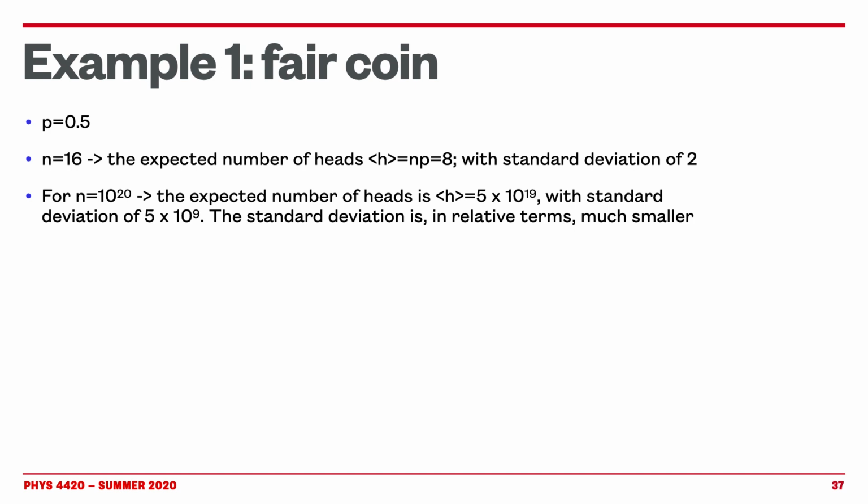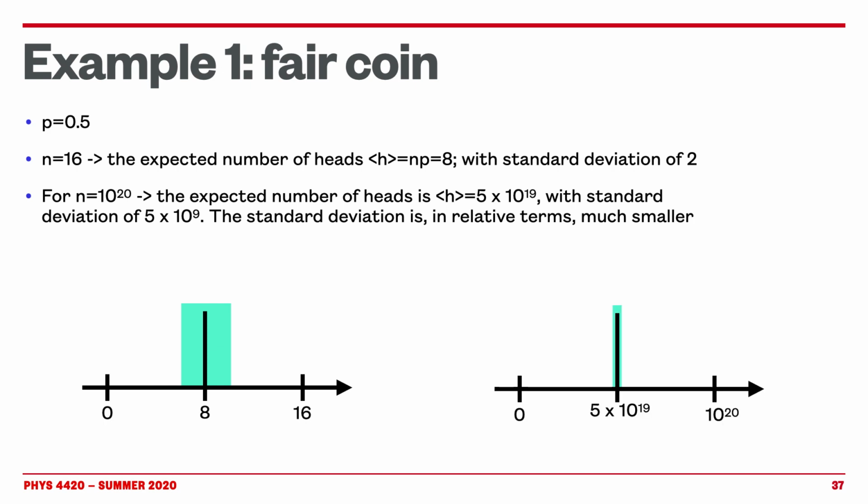So the best way to do this is to plot this on a graph. This is the first experiment where you have 16 trials. The expectation value is 8, and you go between 10 and 6, right? This is the standard deviation of 2. But now if you do the experiment with 10²⁰ trials, you find the expectation value of the number of heads is 5 × 10¹⁹, but the spread is tiny, it's 10⁹. And even here on this slide, this little green rectangle is way, way, way larger than it should actually be, but this is for illustration purposes.